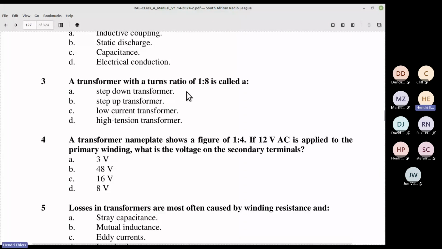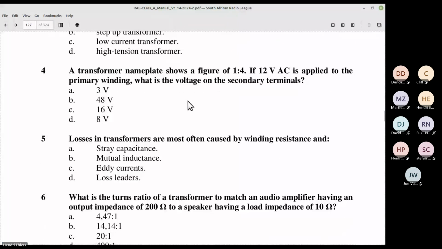A transformer with a turns ratio of 1:8 is called a step up. Step up, yes, because this is the primary, that's the secondary. Secondary is more, so it's going to increase voltage.